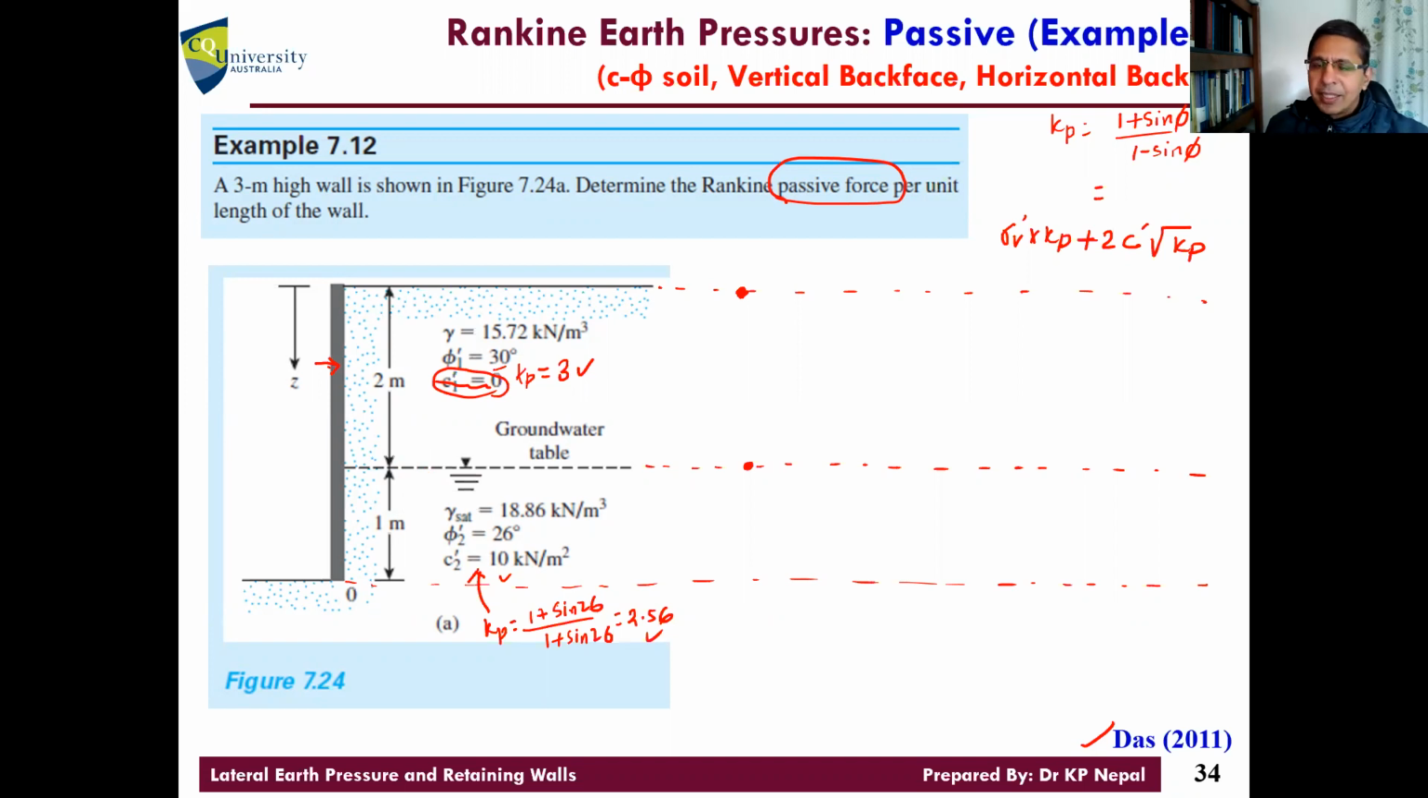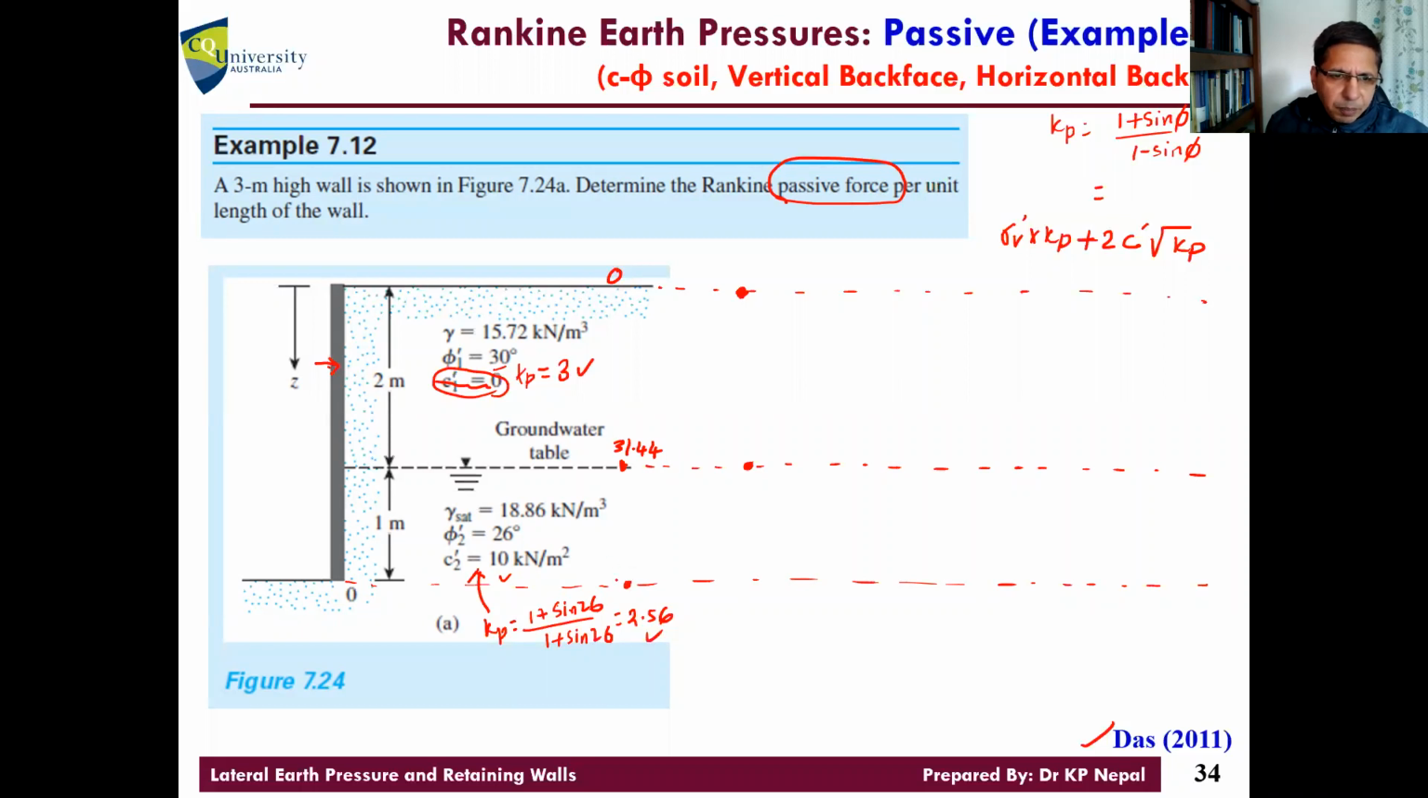That's good. So now how much is the sigma V here? Just calculate sigma V only. At the top location, sigma V is 0. Over here, sigma V is 2 times the vertical pressure of 15.72, which equals 31.44 kilonewton per meter square.